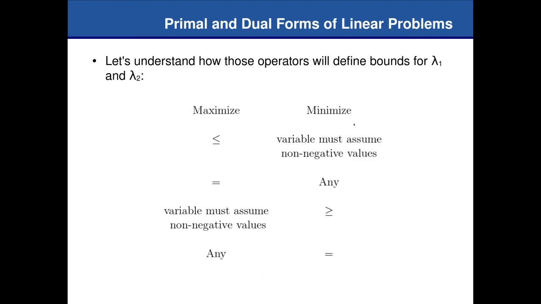Take a look at this table over here. If my problem is a maximization problem and has smaller than or equal as an operator for my constraint, this will be the space related to that particular variable, which it must satisfy, basically. If it's equal, it could be any value. If it's a minimization problem and I have this operator, I can assume just non-negative values for the variable. If it's equal, I can assume any value.